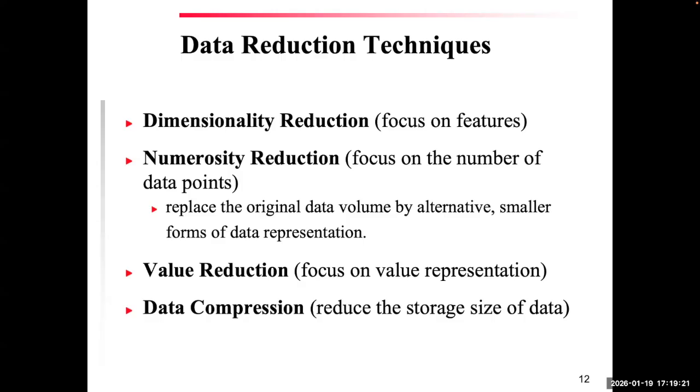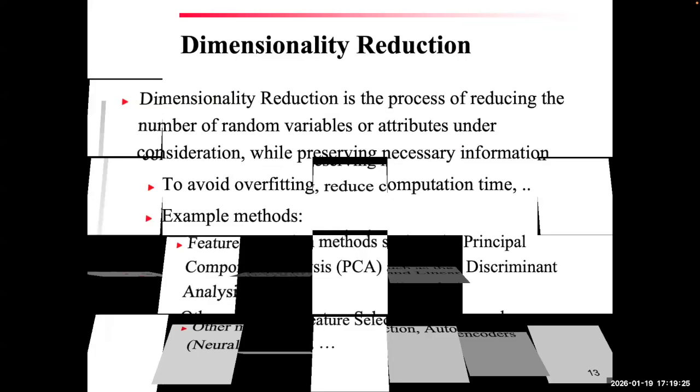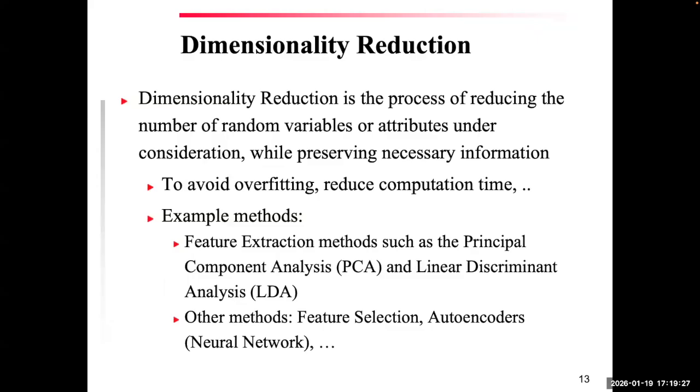And finally, we have data compression, where we reduce the storage size of the data. There are two types of dimensionality reduction that I'm going to cover next lecture, which are PCA, principal component analysis, and LDA, which is linear discriminant analysis. There are, of course, other methods, and I'm going to briefly explain them, but the main focus is on PCA and LDA.